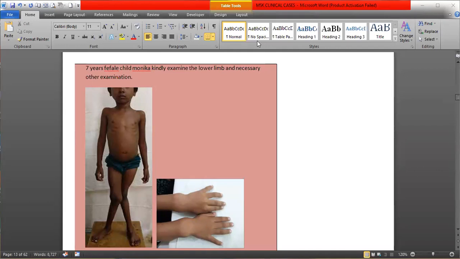You are suspecting rickets, so why are you looking for jaundice? If my examination is general, then I need to check all the general parameters. Fine, no jaundice.